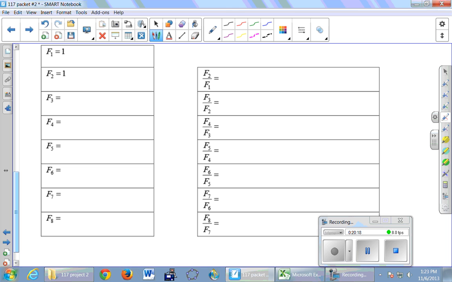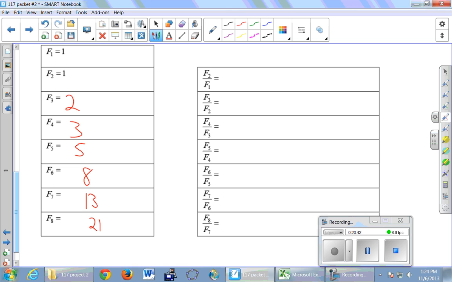Okay, so the first two Fibonacci numbers are 1 and 1. What's the next one? 1 plus 1 is 2, and then 3. All right, so we're filling these guys in. So everybody fill in this column. Okay. And now we're really going to want to use the calculator to fill in the other column.